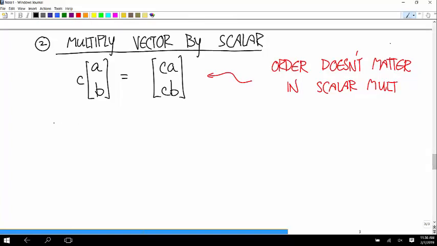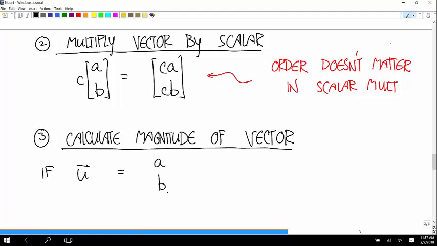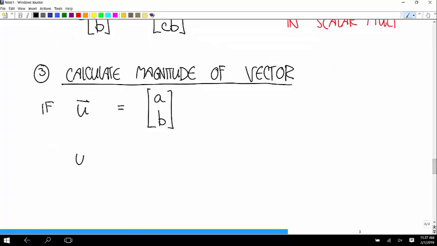Okay, next, calculate the magnitude of a vector. So if this vector u is equal to AB, then the magnitude of that vector, you write it as the absolute value of a vector.